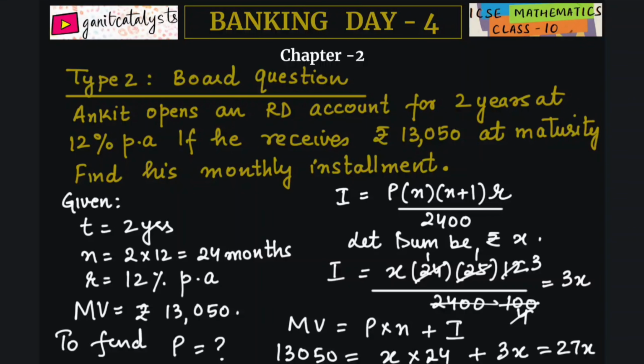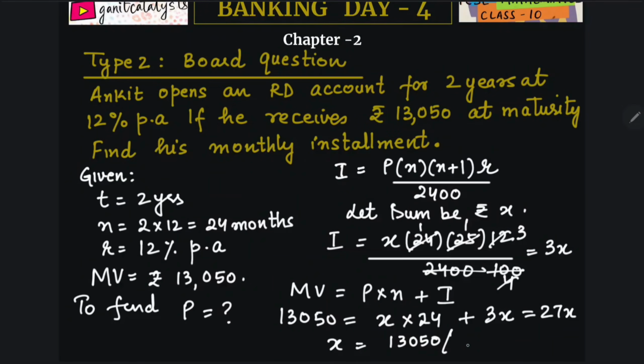So x is equal to 13,050 divided by 27, which is equal to rupees 480. Hence we get the monthly installment of rupees 480.